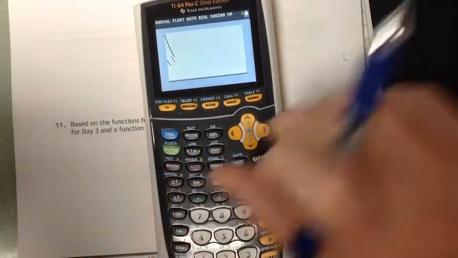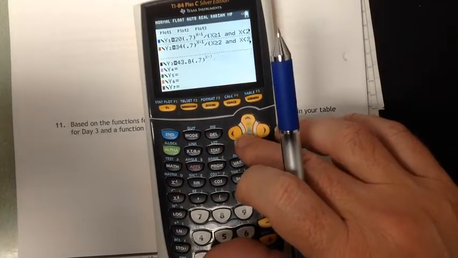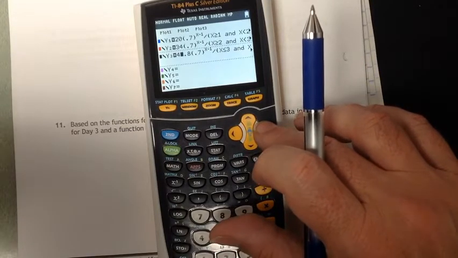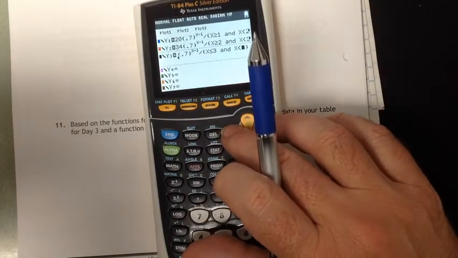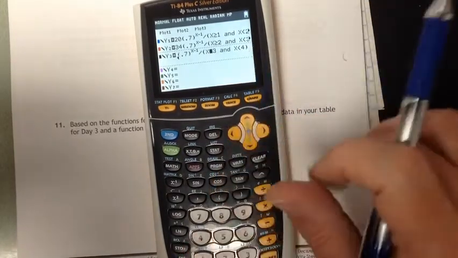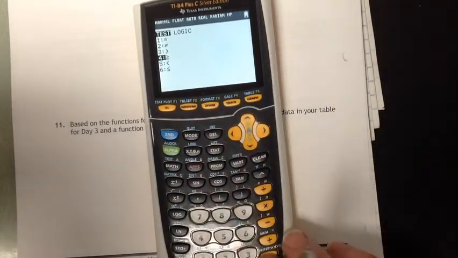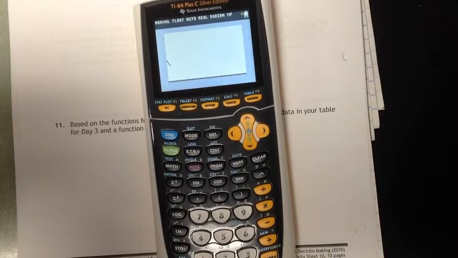Oop, I did something wrong there. For 43.8 times 0.7, x is less than or equal to 3, and x should be greater than there. No, this should be greater than or equal to 3. Greater than or equal to 3, less than 4. That'll work. All right, so day 1. Here's day 2. There's day 3.